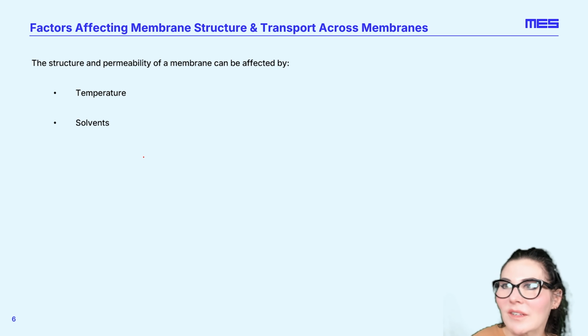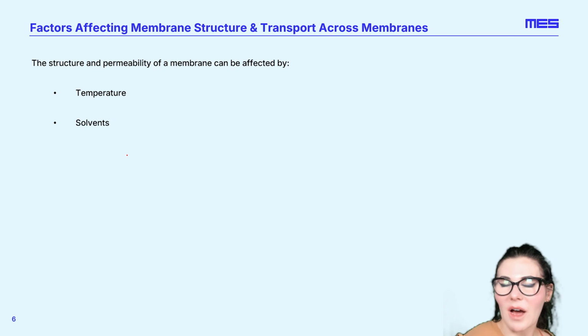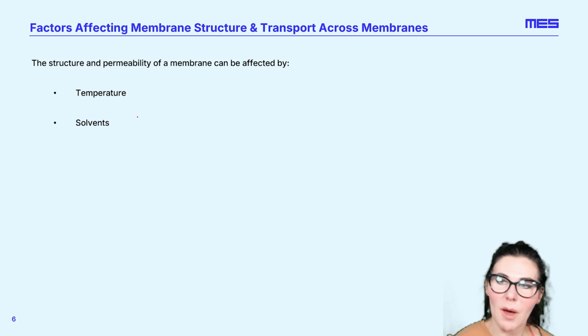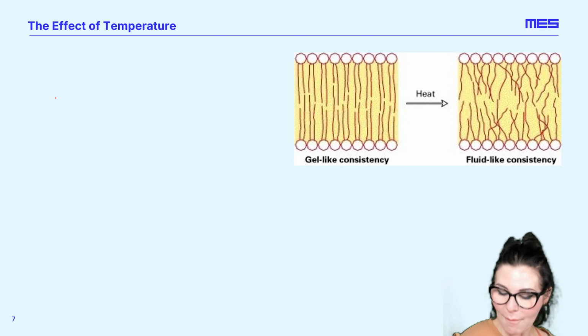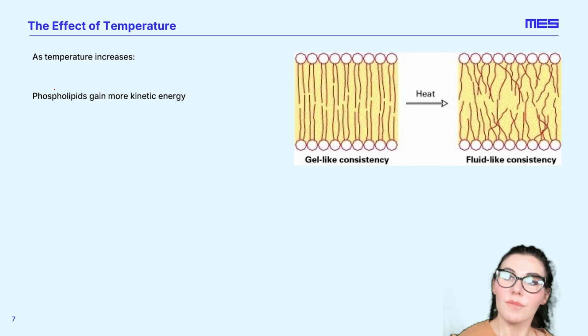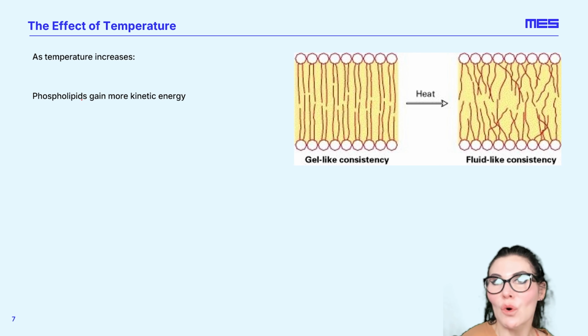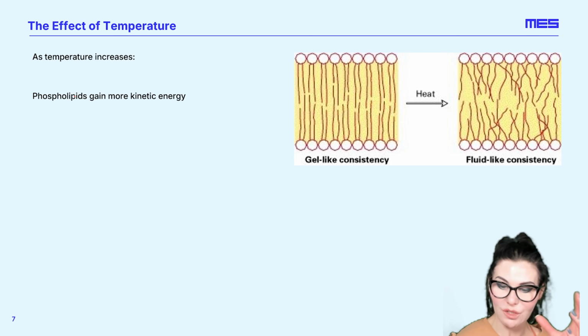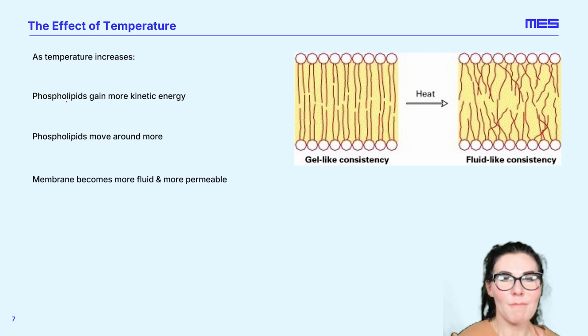Factors affecting membrane structure. Now, there are two key factors that we learn about at A level that affect the membrane's structure and hence its permeability: temperature and solvent. So we're going to look at these both. In terms of temperature, when the membrane starts to warm up, phospholipids are naturally going to gain more kinetic energy. The phospholipid tails are going to start to move a little bit more. And as a consequence of them moving around more, it makes the membrane more fluid and more permeable.